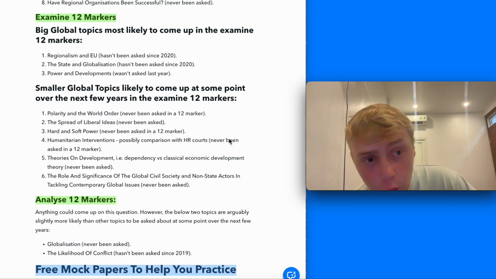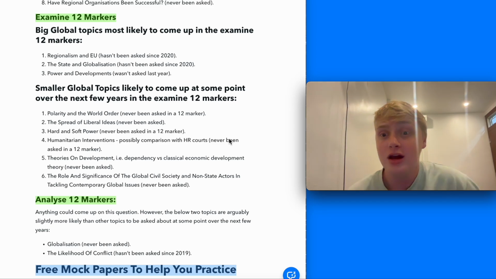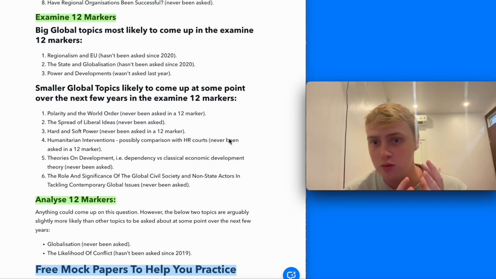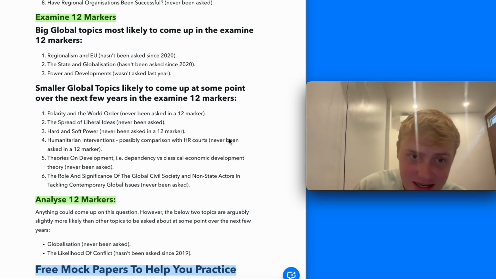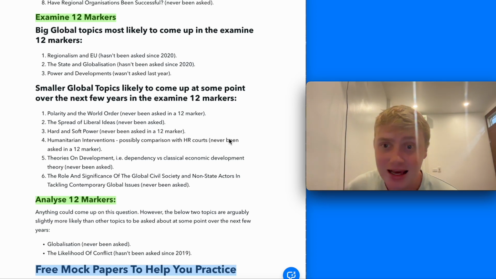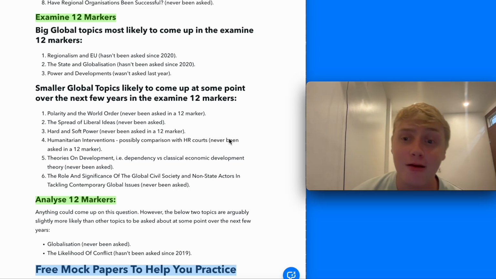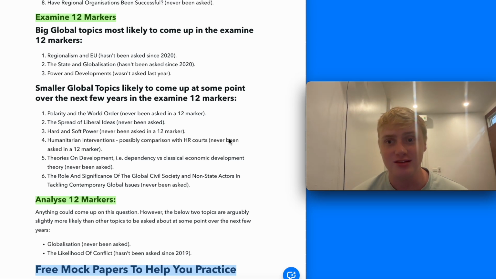Polarity and the world order, for example. So examine the differences, for example, between a unipolar and a multipolar world order. The spread of liberal ideas. Examine the similarities in the development of the rule of law and democracy in the world. For example, hard and soft power, it was asked in a 30 marker last year, but has never been asked in a 12 marker. So examine the difference in the effectiveness of hard and soft power. For example, humanitarian interventions, you get a 12 marker on that, comparing it potentially with human rights courts. Examine the differences or similarities in their effectiveness, maybe.